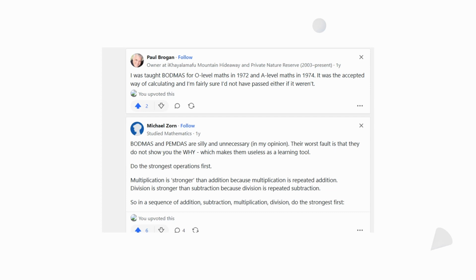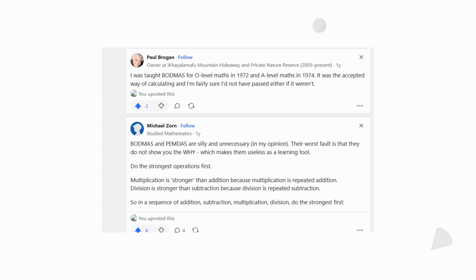I also agree with this Michael Zorin, who's saying that these acronyms are actually really silly and unnecessary. I agree 100%. It's like he takes the words right out of my mouth. The worst fault is that they do not show you the why, which makes them useless as a learning tool. And I agree with that.